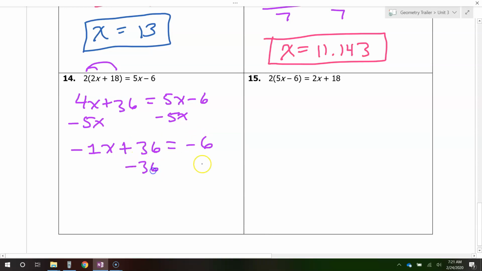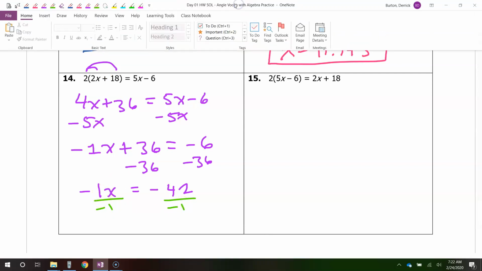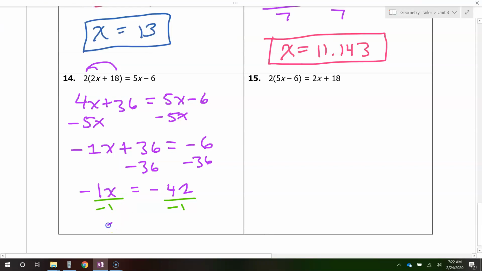Now we will subtract 36 from both sides. So that gives us -1x is equal to -42. Now, finally, we will divide both sides by -1. That's kind of why I left the -1 there, to make it more obvious what we are doing. So that will give us x is equal to 42.